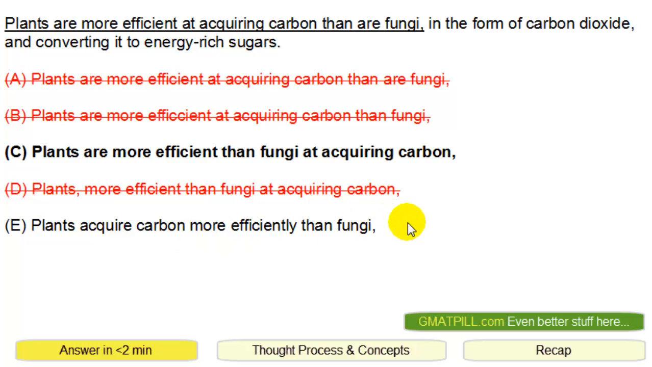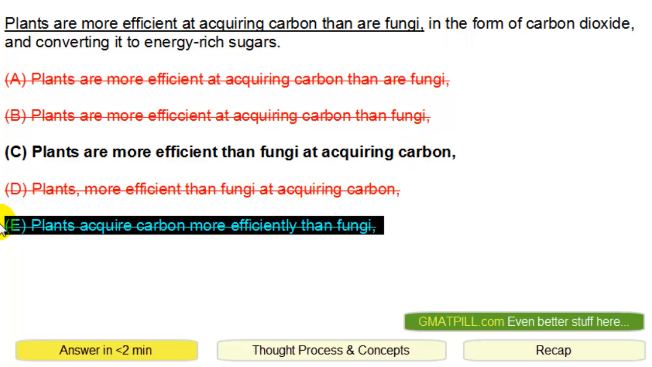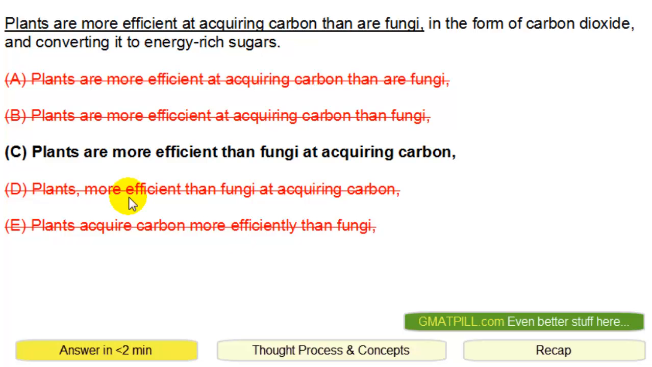In that case, you would be comparing it correctly, but even so, it doesn't flow well into this in the form of carbon dioxide, because that would describe fungi when really it should be describing carbon. So E is wrong for those two reasons. So we're left with C as the final answer.